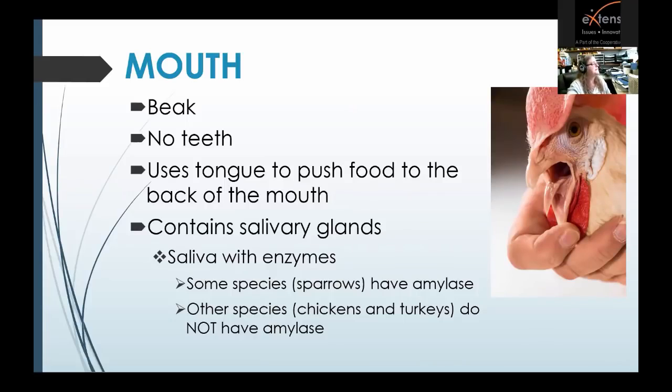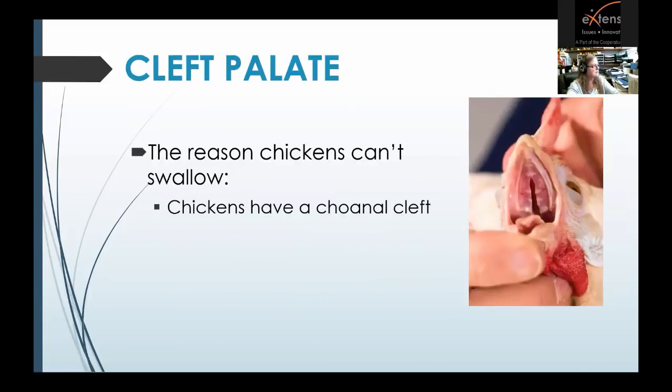The mouth contains some salivary glands, and the saliva contains amylase, and amylase breaks down starch. But chickens and turkeys do not have amylase. So while we do, sparrows do, chickens and turkeys do not have amylase. So there's not a lot of digestion going on in the mouth for the short period of time that it stays there.